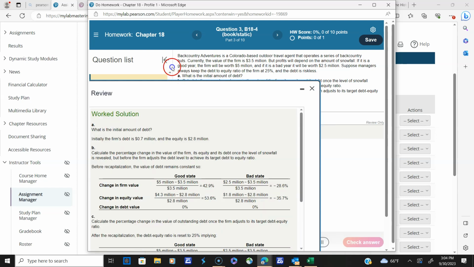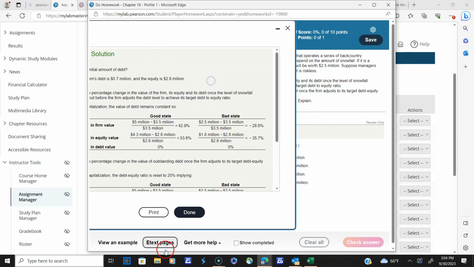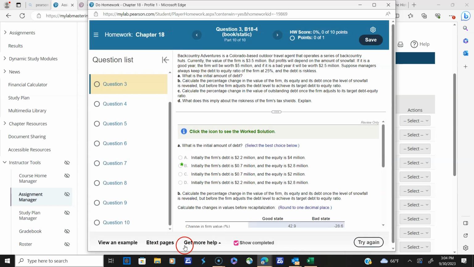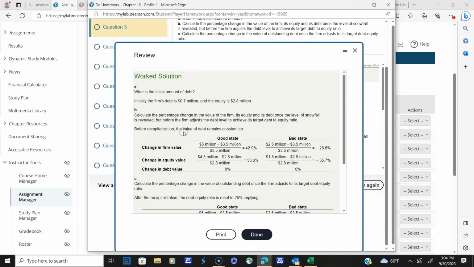All right, and you can see the answer is B. All right. Then they ask, calculate the percentage change in the value of the firm, its equity, and its debt once the level of snowfall is revealed, but before the firm adjusts the debt level to achieve its target debt to equity ratio.